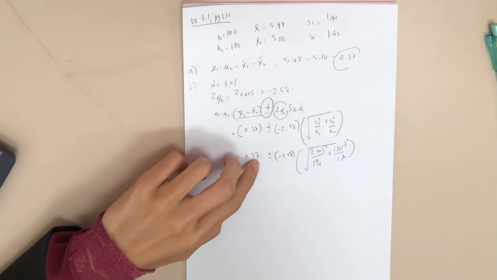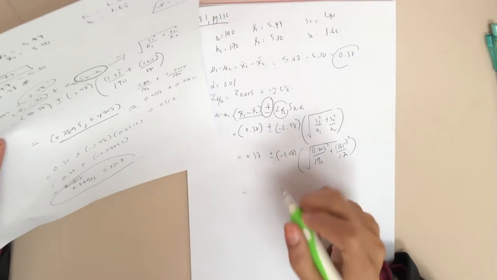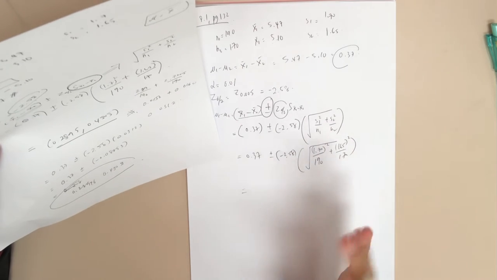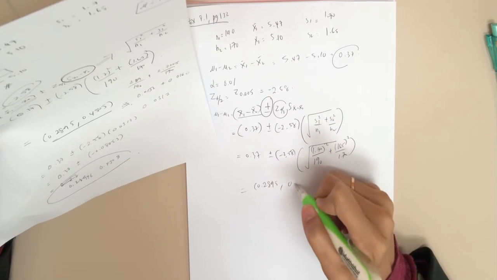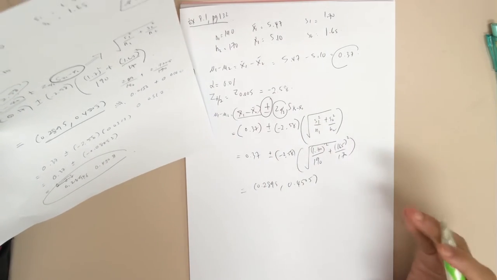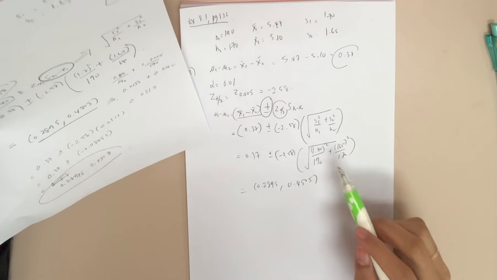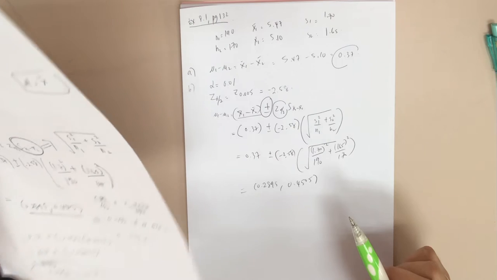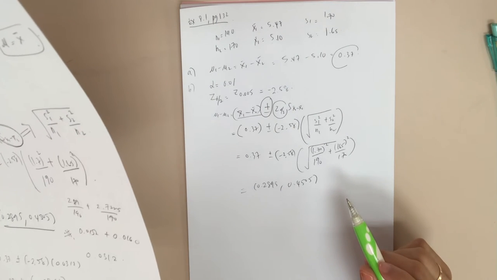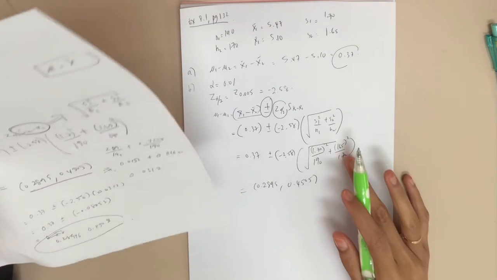Okay, I already did the calculation before, so I just write my answer. It will be 0.2895, 0.4505. So I suggest that when it comes to fractions, you take around 4 decimal places. Okay, around 4 decimal places. Alright.